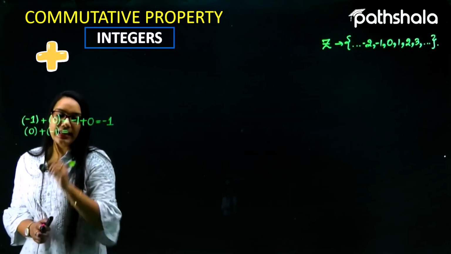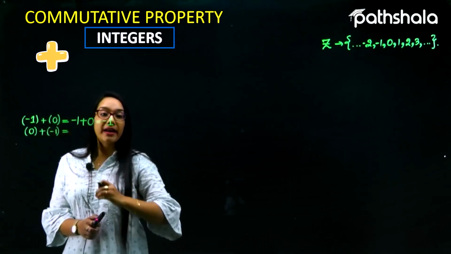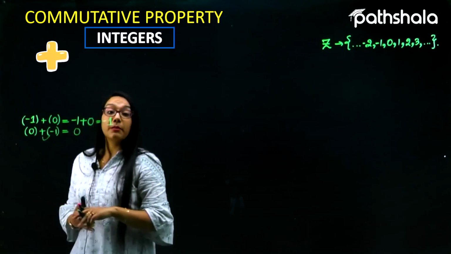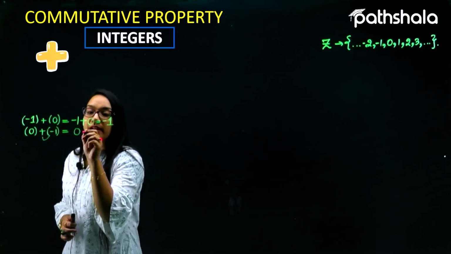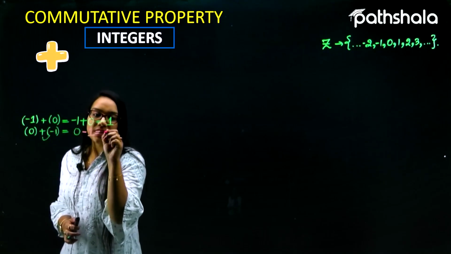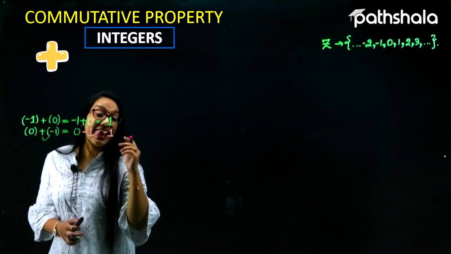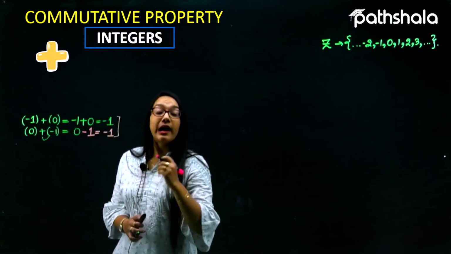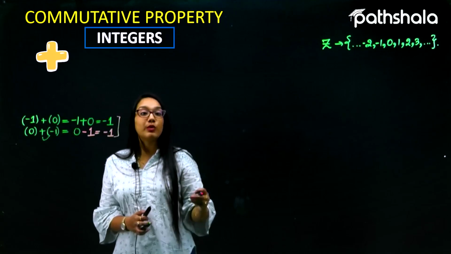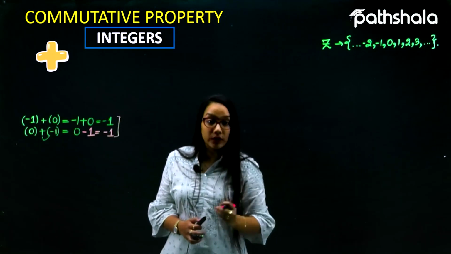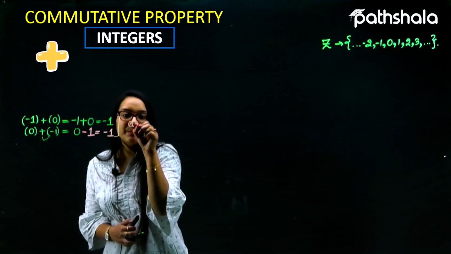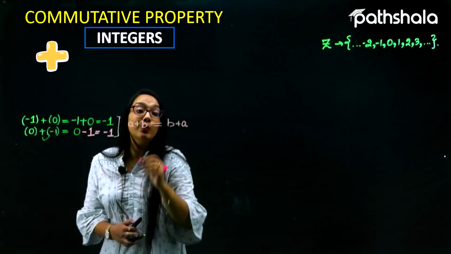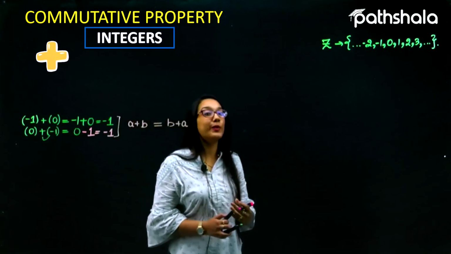But in the second case, when I'm adding 0 and -1, it is 0 plus -1, which is -1. And hence at the end, what will be the conclusion? Whenever I am adding any two integers in different orders, like a plus b or in the order b plus a, the answer is always the same.